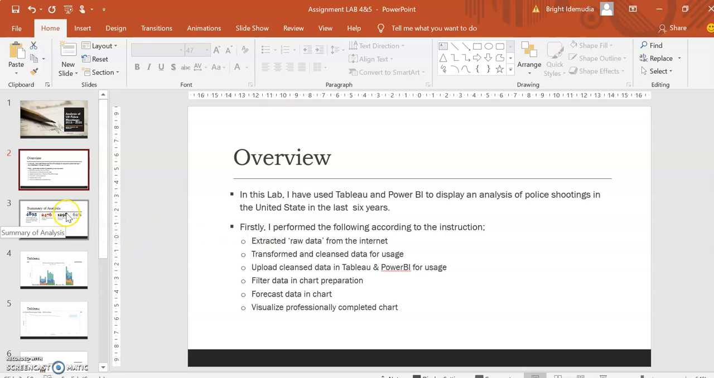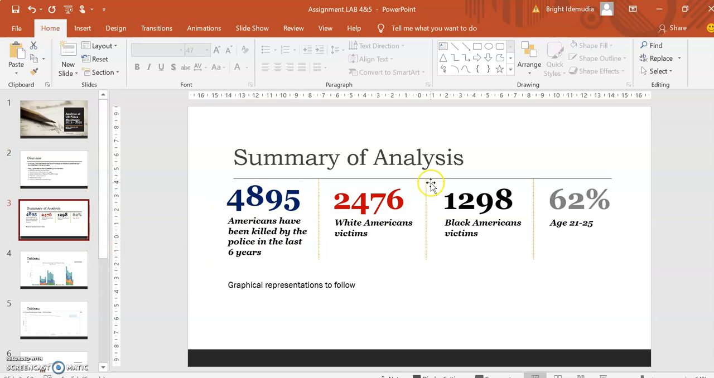Once again, I should mention why I am trying to present my knowledge of data analytics. I am focusing on how I have done that using the data set of police shooting in the United States. So I'll be presenting more of the topic rather than just focusing on data analytics. And the summary of my analysis is from the period of 2015 to 2020.